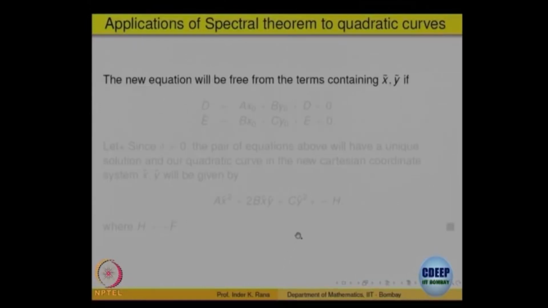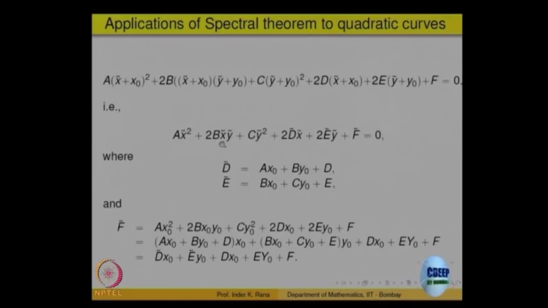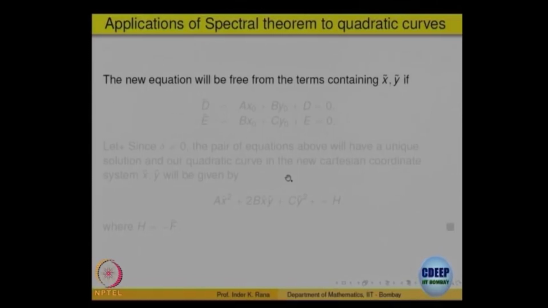It says for d tilde and e tilde to be 0, there is the value of d tilde from the previous one and that is the value of e tilde. So that should be equal to 0. Here x0, y0 are to be found, while A, B, C, D, E are all given to us. What is this? This is a system of two equations in two variables, which we want to solve.